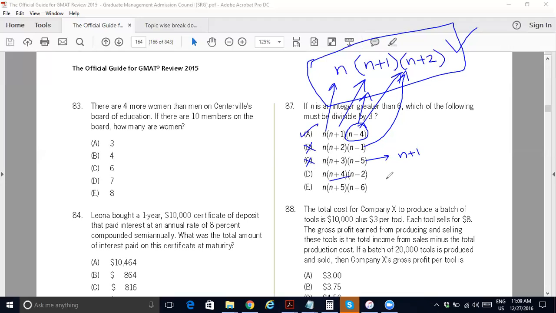To n plus 4, we can add 3 to make it n plus 1. But n minus 2, if we add 3, it will again become n plus 1. So the n plus 2 term is missing in this. And if we subtract 3 from n plus 5, we will get n plus 2. Addition of 6 will give n only. So the n plus 1 term is missing in this.